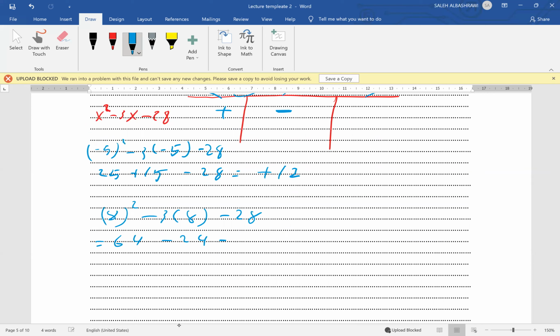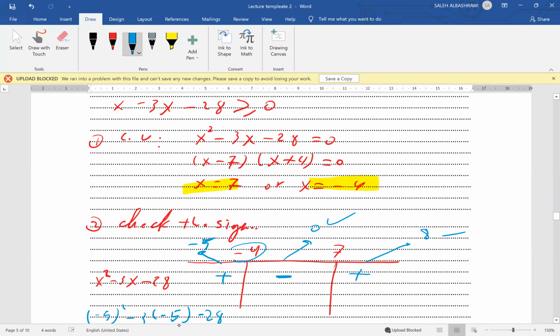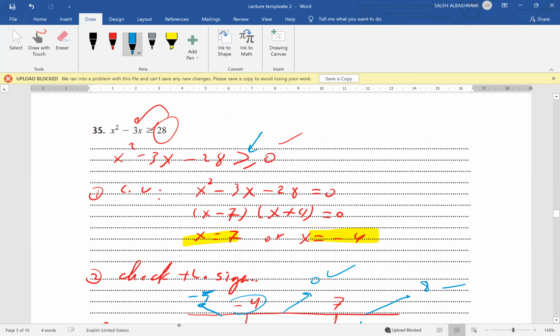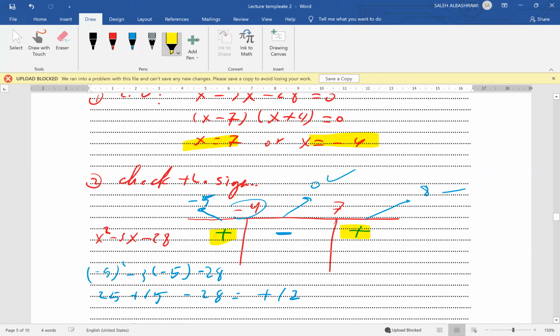Minus 24 minus 28, which is equal to plus 12. Again, this is positive. Now, which one should I choose, the positive or the negative? If we go back to the inequality, it is greater than 0, which means we are looking for the positive. Greater than 0 means positive. So the solution set will be these two intervals.